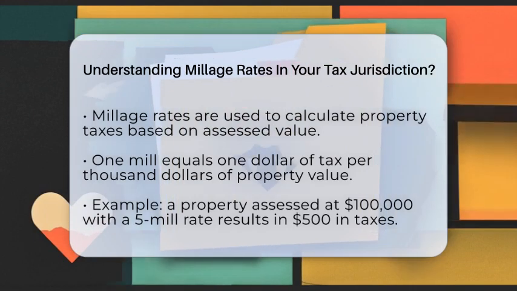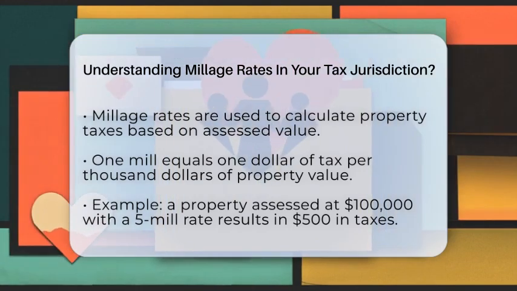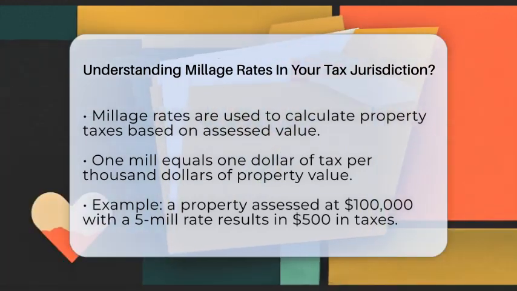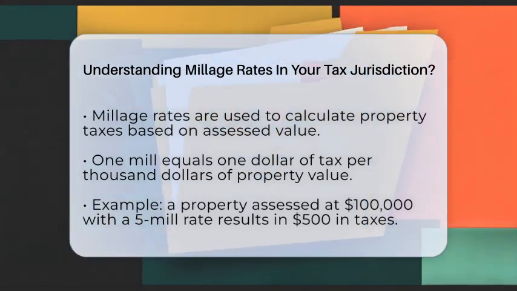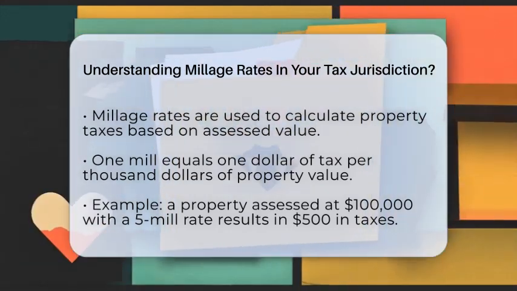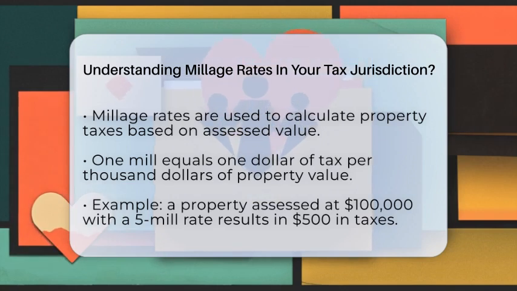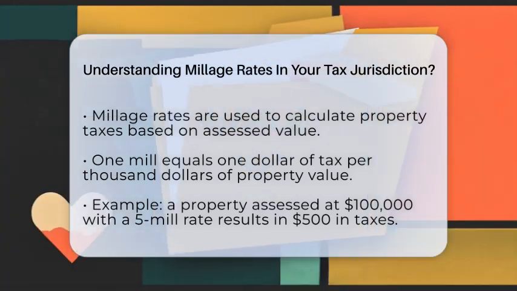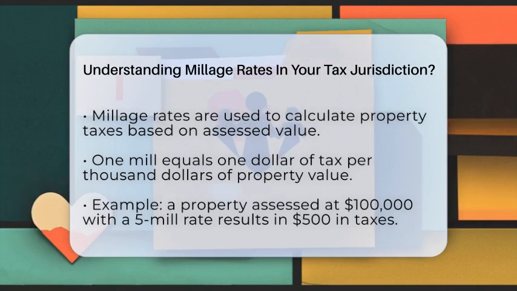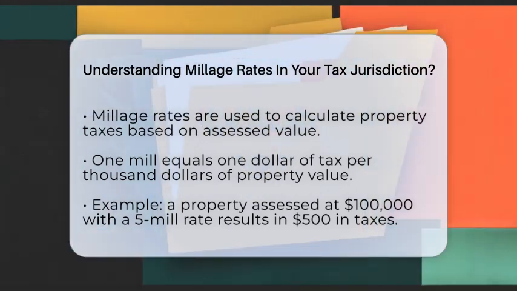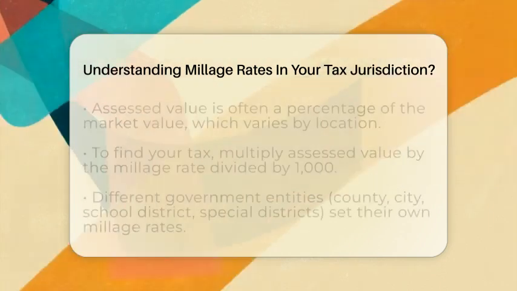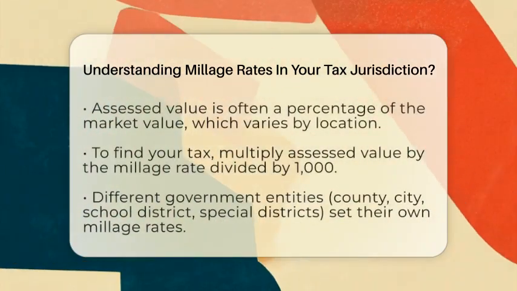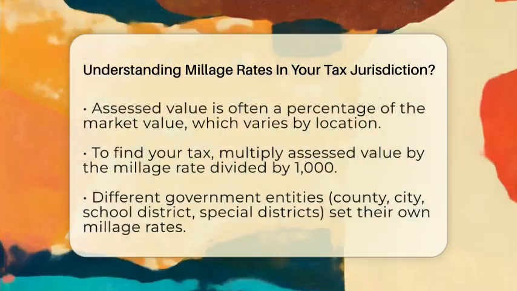A millage rate is a tax rate used to determine how much you owe based on your property's assessed value. 1 mil equals $1 of tax for every $1,000 of assessed property value. So if your property is assessed at $100,000 and the millage rate is 5 mils, your property tax would be $500. The assessed value of your property is usually a percentage of its market value.